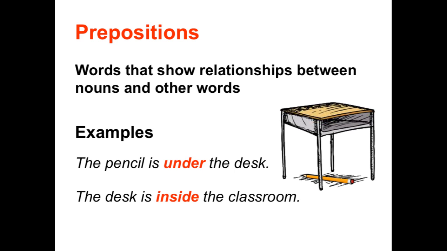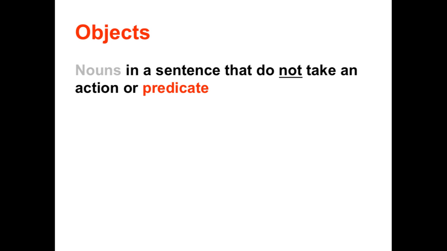The desk is inside the classroom. Here, the preposition inside expresses the relationship between the noun desk and the noun classroom. Objects. Objects are nouns in a sentence that do not take an action or predicate. The word predicate is pretty much interchangeable with the word verb. So objects are nouns that do not take verbs.